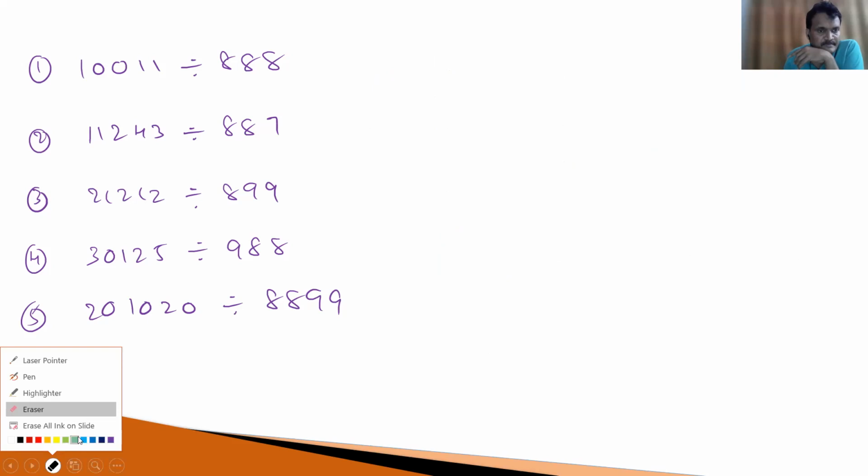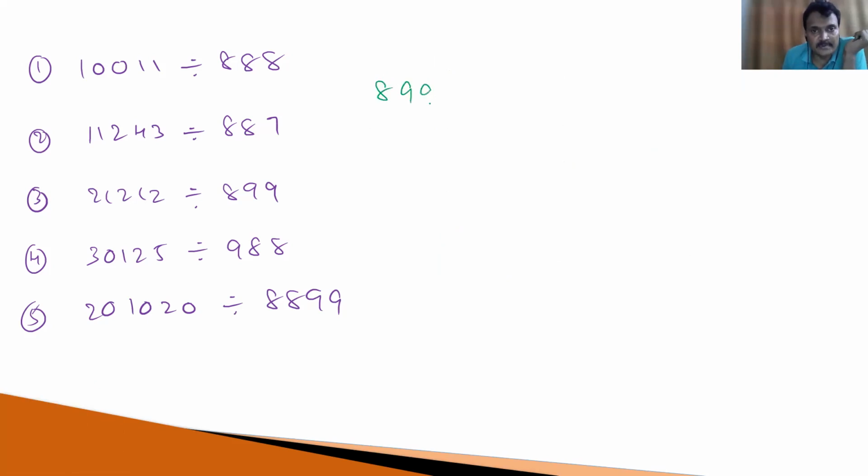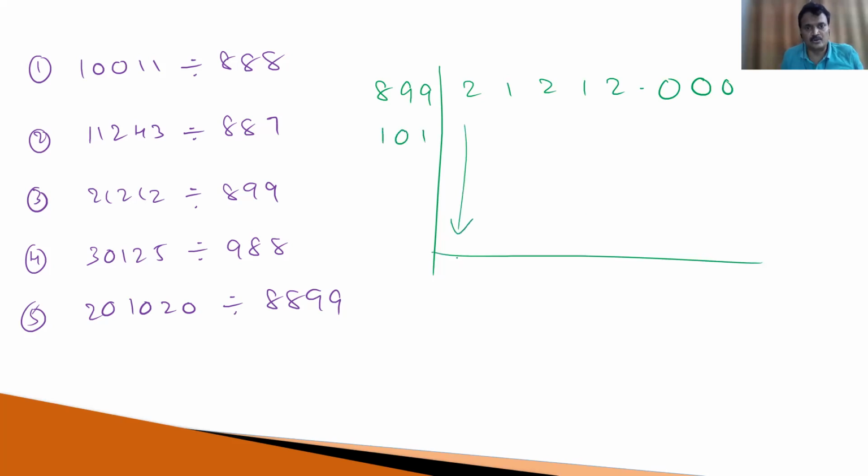What is the third one? 899 into 21212.000. And this is 101. Now straight away write down 2 here. 2 1 times 2, 0. 2 1 times 2. 1 plus 2, 3. This is 3, 0, 3. Once you reach the decimal, just put a decimal here. 2 plus 3, 5. 5, 0, 5. And this is equal to 8. 23.58 is the answer.